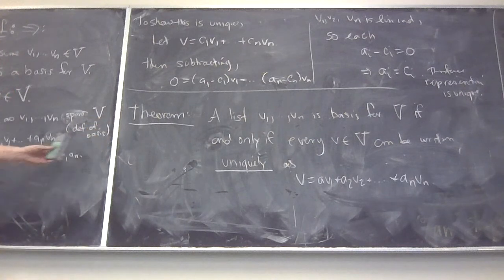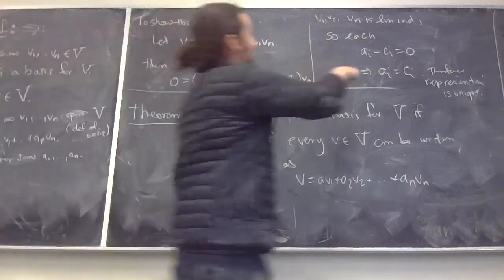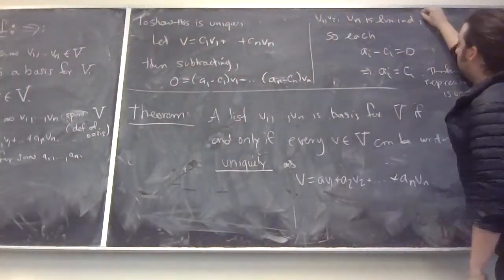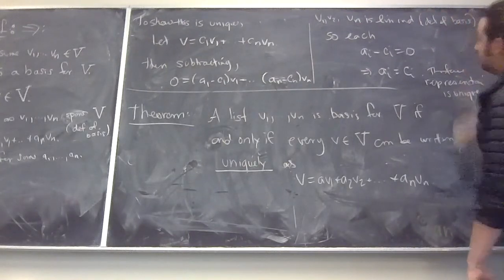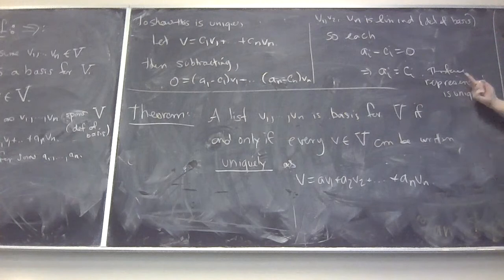V1 through Vn spans V because of the definition of basis. V1 through Vn is a basis means it spans V, and also you would say up here, V1 through Vn is linearly independent by the definition of basis, which gets us this statement. 0 has only the representation 0v1, 0v2, 0v3, and so on.